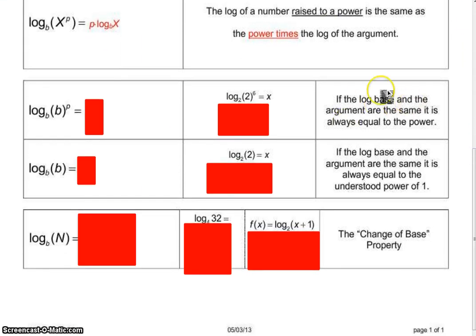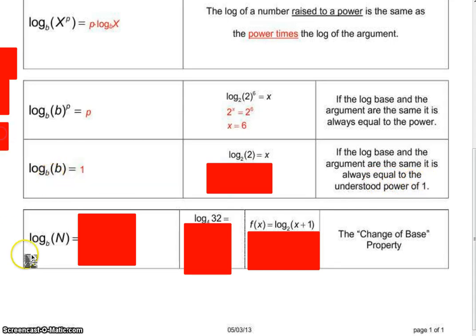If the log base and the argument are the same, it is always equal to the power. Log base b of b to the p, your b's kind of cancel out, and it just becomes p. So log base 2 of 2 to the 6, your 2's cancel out, and it's just 6. If the log base and the argument are the same, it is always equal to the understood power of 1. So as long as these two are the same, it's equal to 1. So log base 2 of 2 is 1.